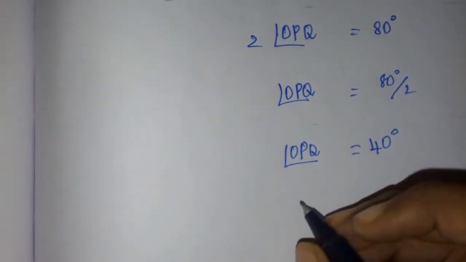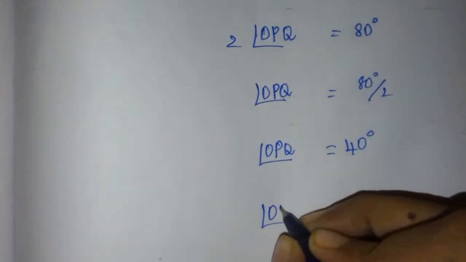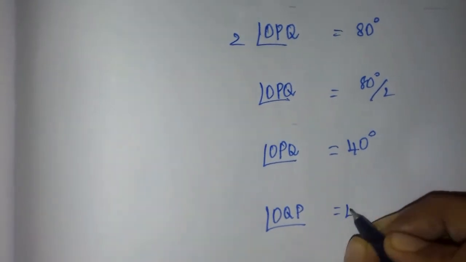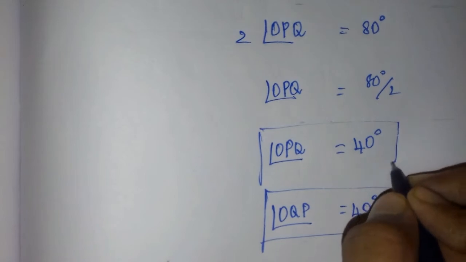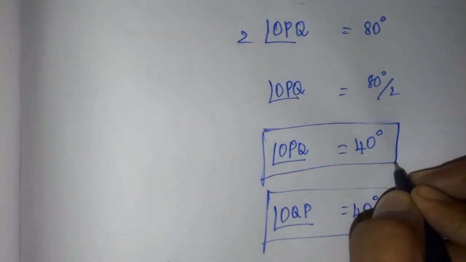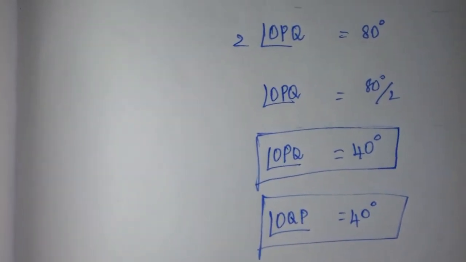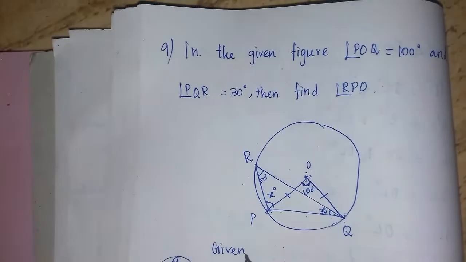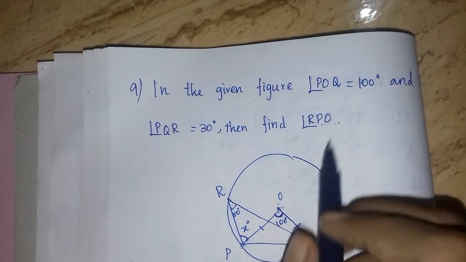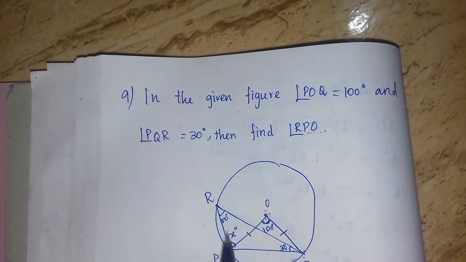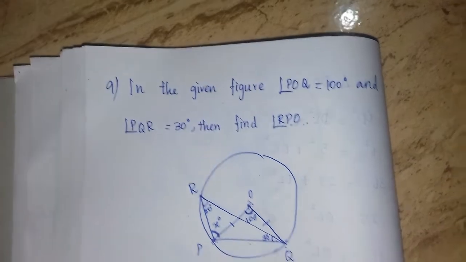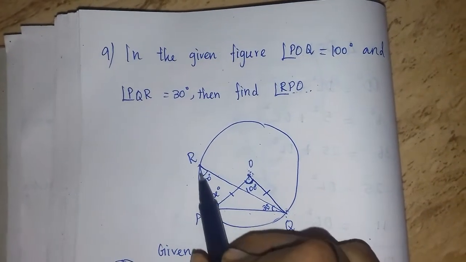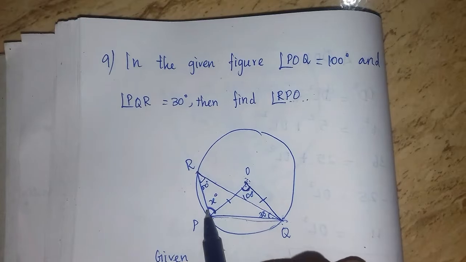Similarly, we know two angles are equal. What is that other angle? Angle OQP is also equal to 40 degree. These two things we found now. Now what we are going to find? What is said in the question? To find what we have to find? Angle RPO. This angle should be found out. Now we are going to find this angle. Okay. How we will find this? By this triangle we can find this angle.